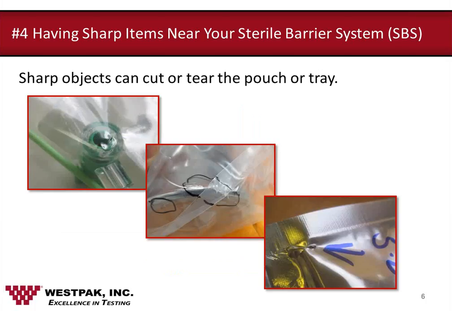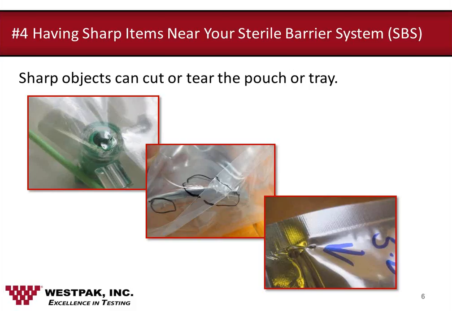Here we have 3 examples of ruptured sterile barrier systems. The one at the top is a plastic implantable device that cut through the poly side of the pouch. The one in the middle is a metal canister that cut through the poly side of the poly pouch. The one on the lower right is a foil pouch that had a needle in it that punctured through the foil side of the pouch.